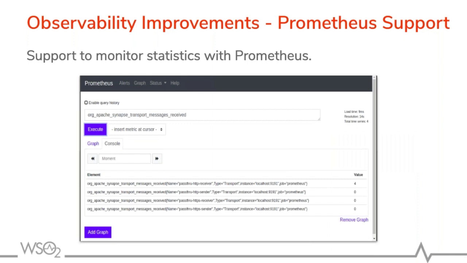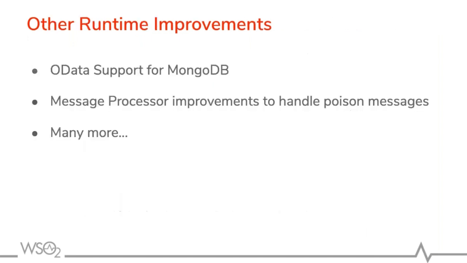So this is a view of what you would see once Prometheus is integrated with the enterprise integrator. This is showing the number of messages received for the APIs and the resources we have. We will be exposing a number of metrics, and you would be able to view those in the way you want.